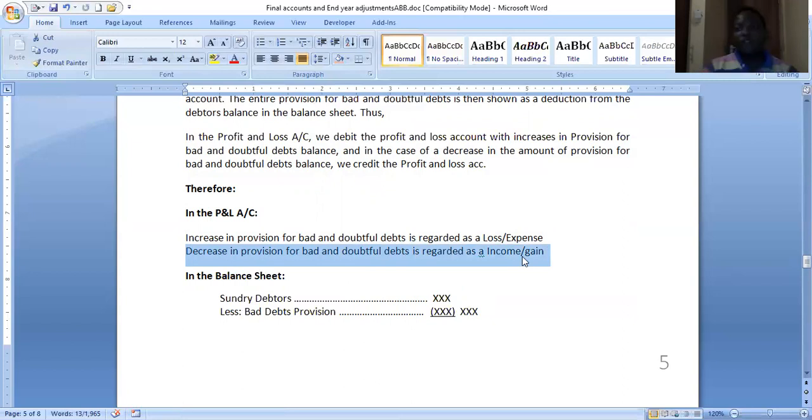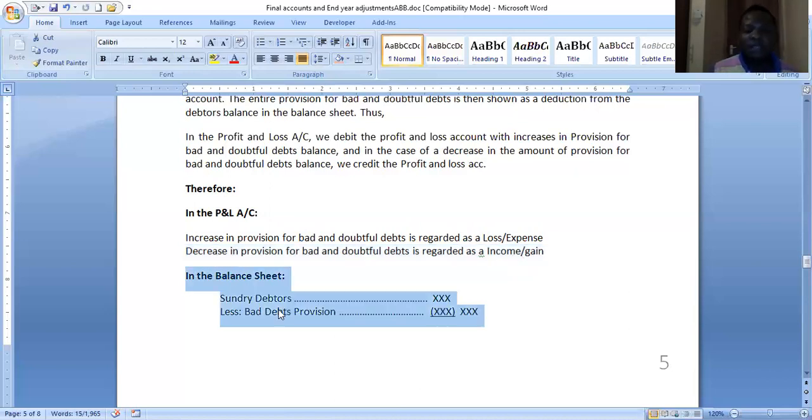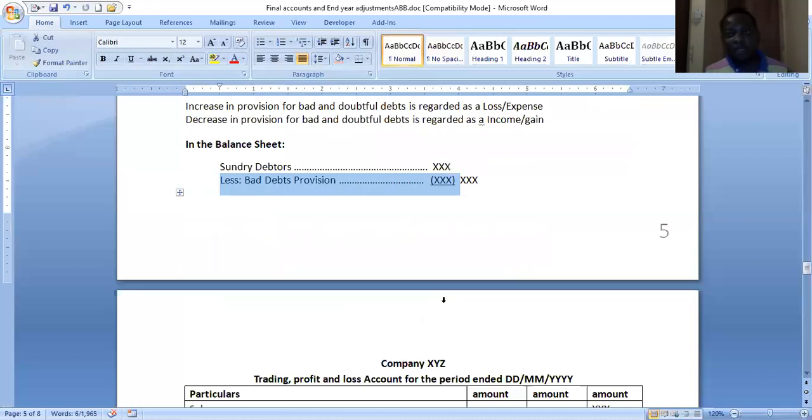So a decrease in provision for bad and doubtful debt is shown as an income or gain in the profit and loss account. Where we have the other revenues in the profit and loss account, we should see the decrease in provision for bad and doubtful debts. And then in the balance sheet, the provision for bad and doubtful debts should be deducted from the debtors figure in the balance sheet. So that is it.